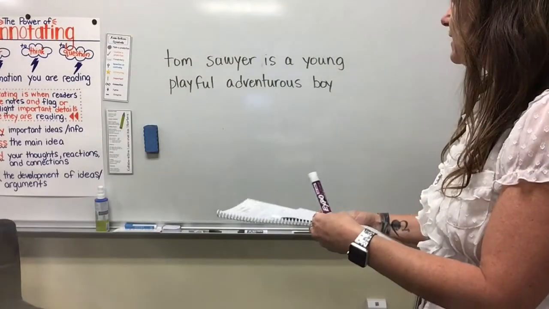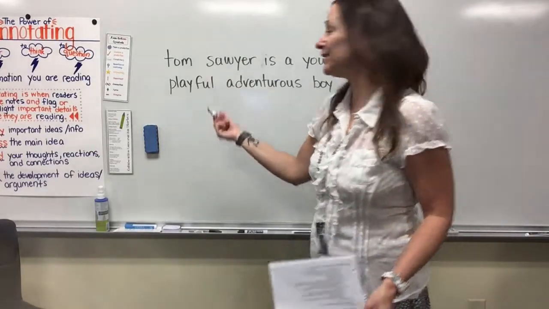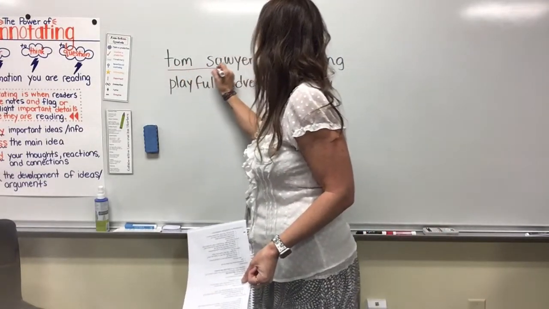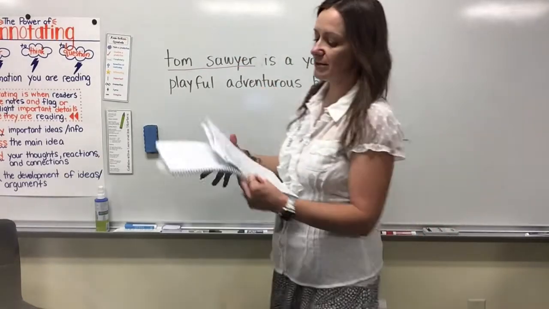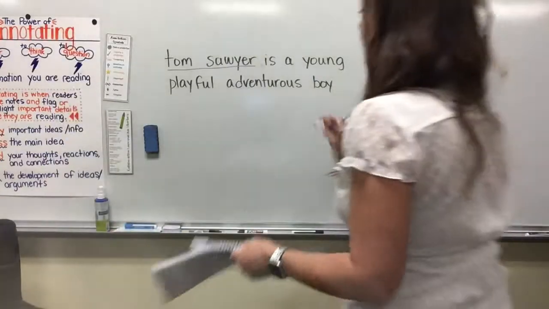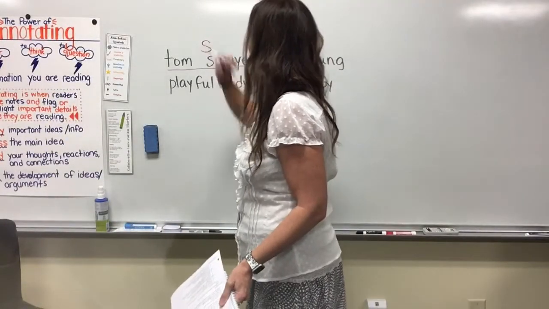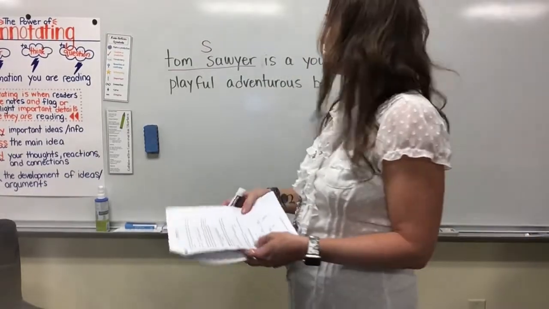So let's see, who is our subject in this? Tom Sawyer, right? So we would underline just the once, Tom Sawyer. And that is our subject. And above it, we'll want to write the S to indicate that that is our subject. I'll give you a minute to get that done. All right, good job on that.